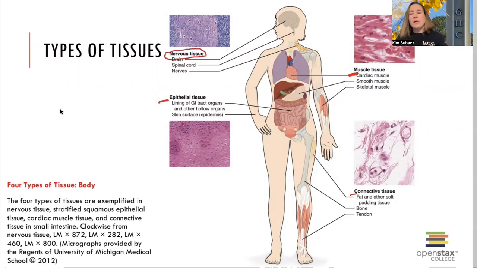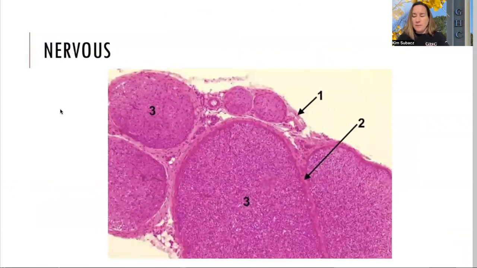So our nervous system can be found in the brain and spinal cord, which is the central nervous system, and the peripheral is everything coming off the brain and spinal cord, our peripheral nervous system. So that is the tissue that we will be talking about in this video.